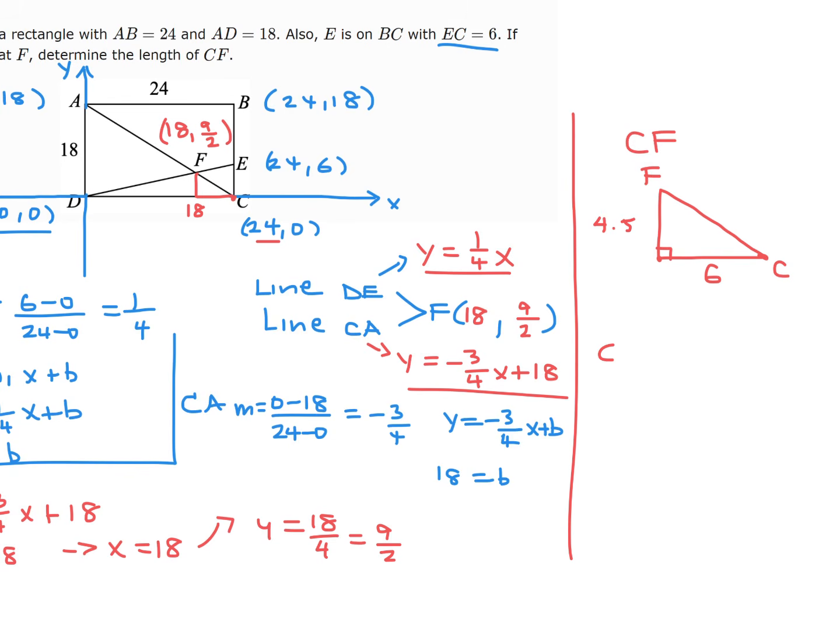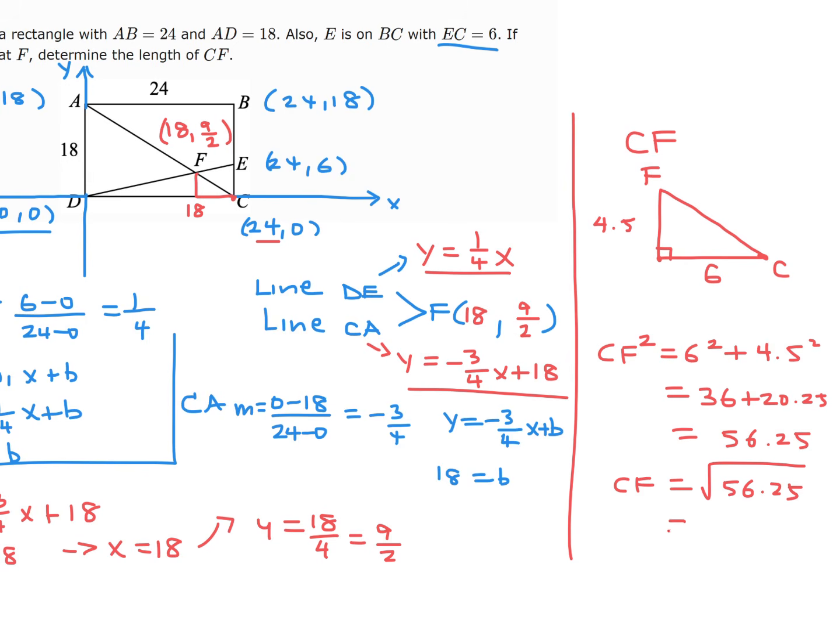Now CF is a simple Pythagorean relationship, 6 squared plus 4.5 squared. And that looks like 36 plus 20.25, and that is 56.25. And therefore CF would be the square root of 56.25, and that is 7.5.